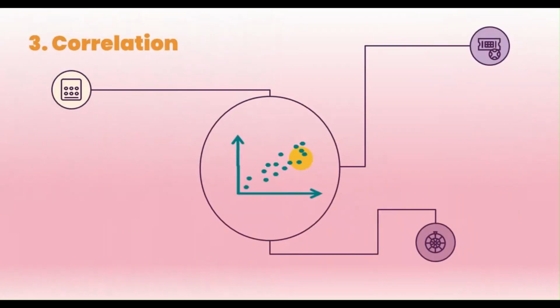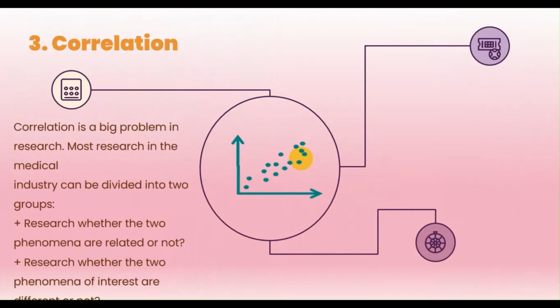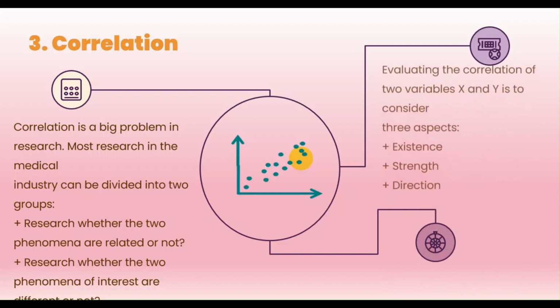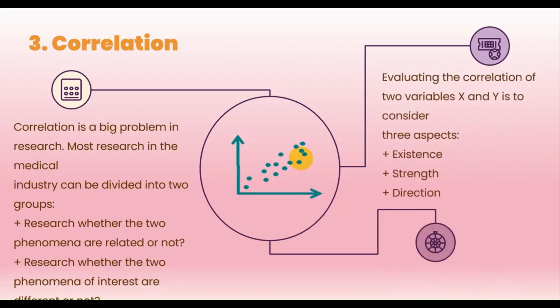The third is the correlation. Correlation is a big problem in research. Most research in the medical industry can be divided into two groups: research whether two phenomena are related or not, and research whether two phenomena of interest are different or not. Evaluating the correlation of two variables x and y is to consider three aspects. First is the acceptance, second is the strength, and finally is the direction. Measure the strength of the relationship between the variables together.